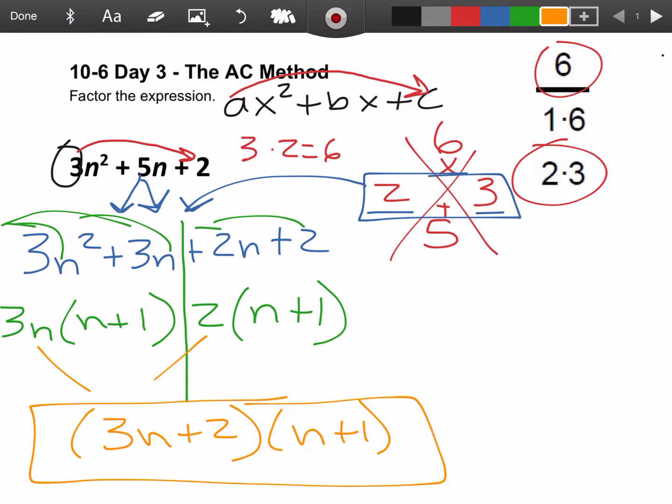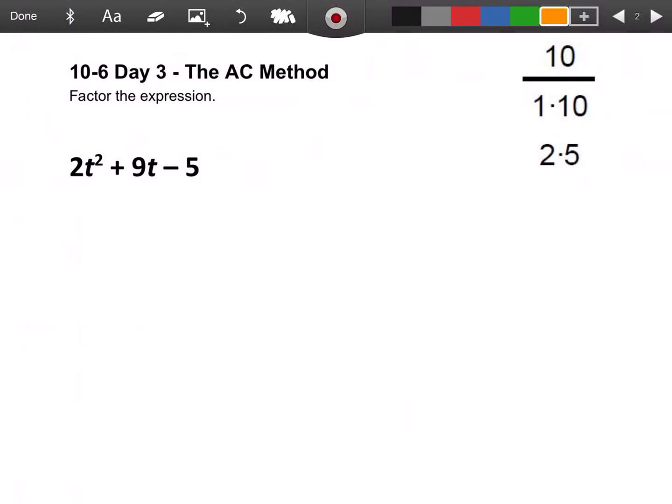Now that would be our factored form. And you could FOIL that out or use the box method to multiply that together to get back to our original expression if you'd like, to make sure that this works. But that is one example of how we use the AC method. So moving on to another example here.